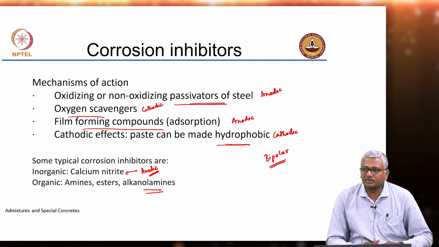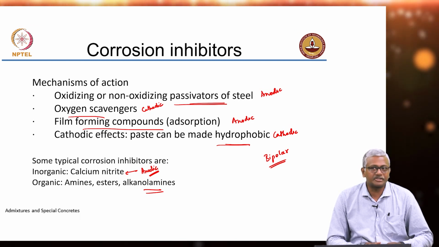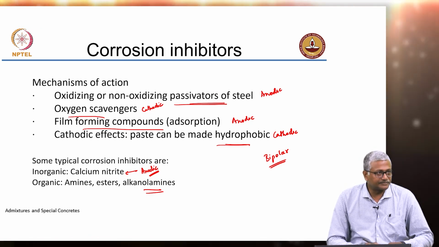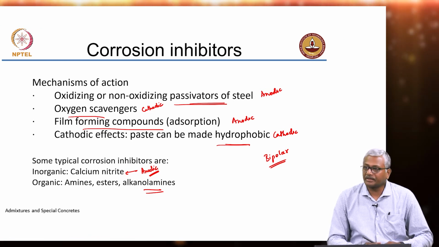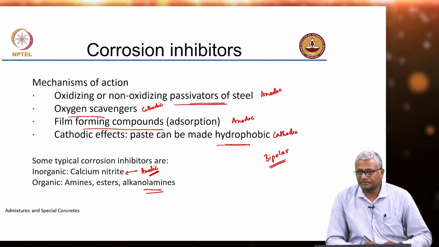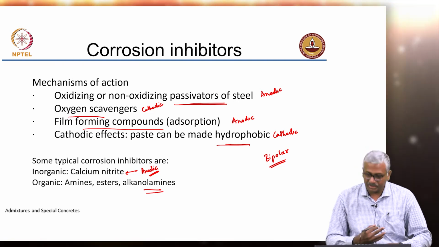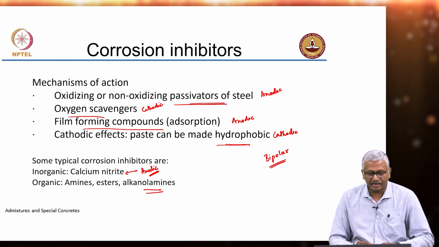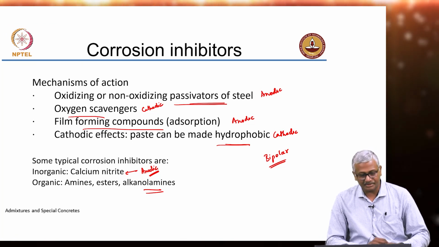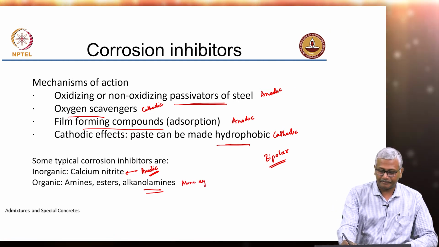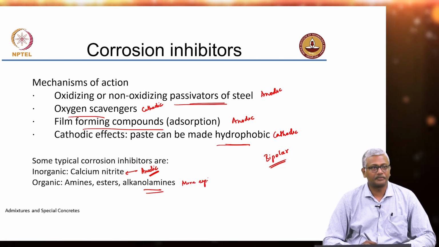What type of admixture? Accelerator, yeah. Calcium nitride, calcium nitrate, they are both accelerators also. Okay. So, calcium nitride could be a useful anodic inhibitor, but the bipolar inhibitors are by and large more effective, like amines or esters or alkyl amines. These are organic, but these are more expensive as compared to calcium nitride.